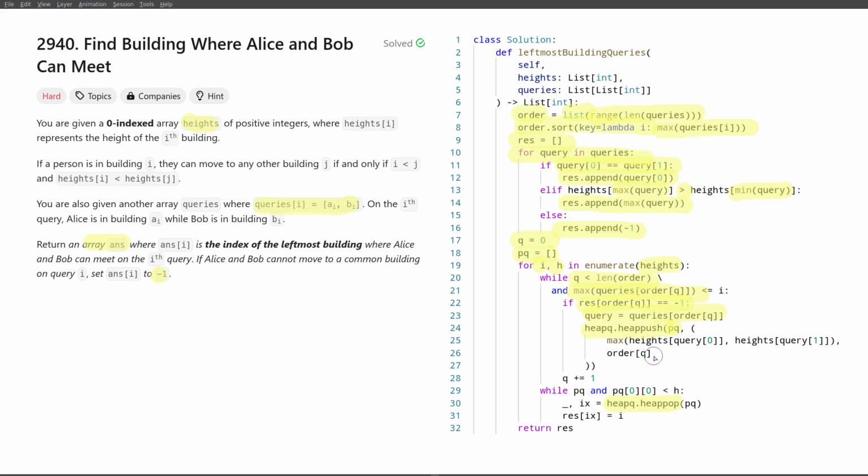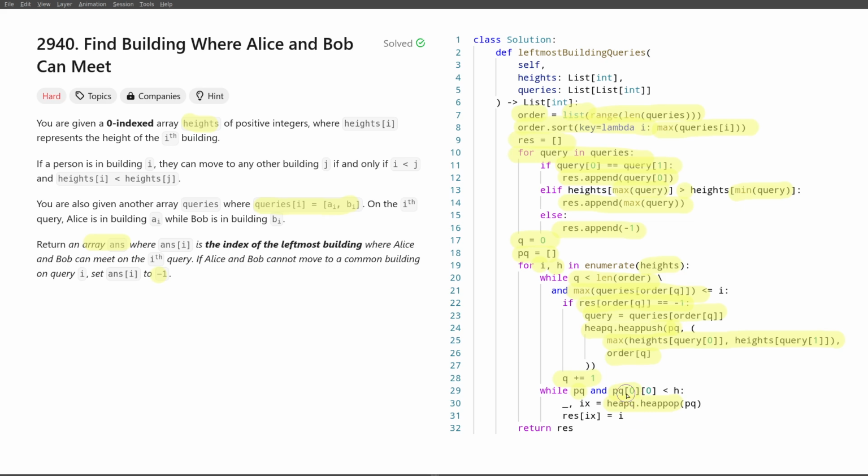And what we keep on our queue is a pair of the max height of the building, because we always want to look at the smallest of all the possible queries, the smallest highest building, and of course the index, for us to later update the result array. q plus equals 1 for every case where we enter this loop, because we want to move forward since we've processed one more query. And now, while there are some queries waiting to be processed, we look at the top query.